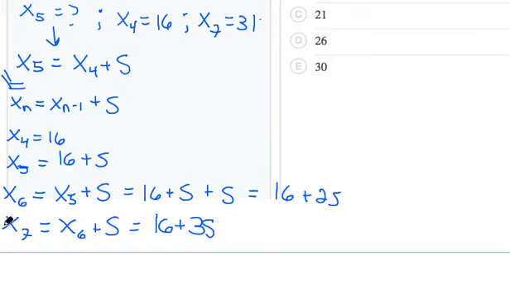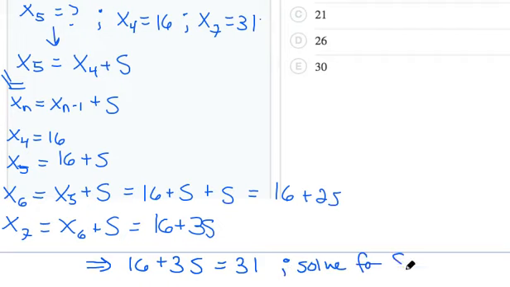Now we're actually given the value of x sub 7, so this gives us an equation. We can set 16 plus 3s equal to 31, since we know the value of x sub 7. Using this, we can solve for s. Solving for s would give us a value for s, and since we know x sub 5 is 16 plus s, we would then be able to find the value for x sub 5.